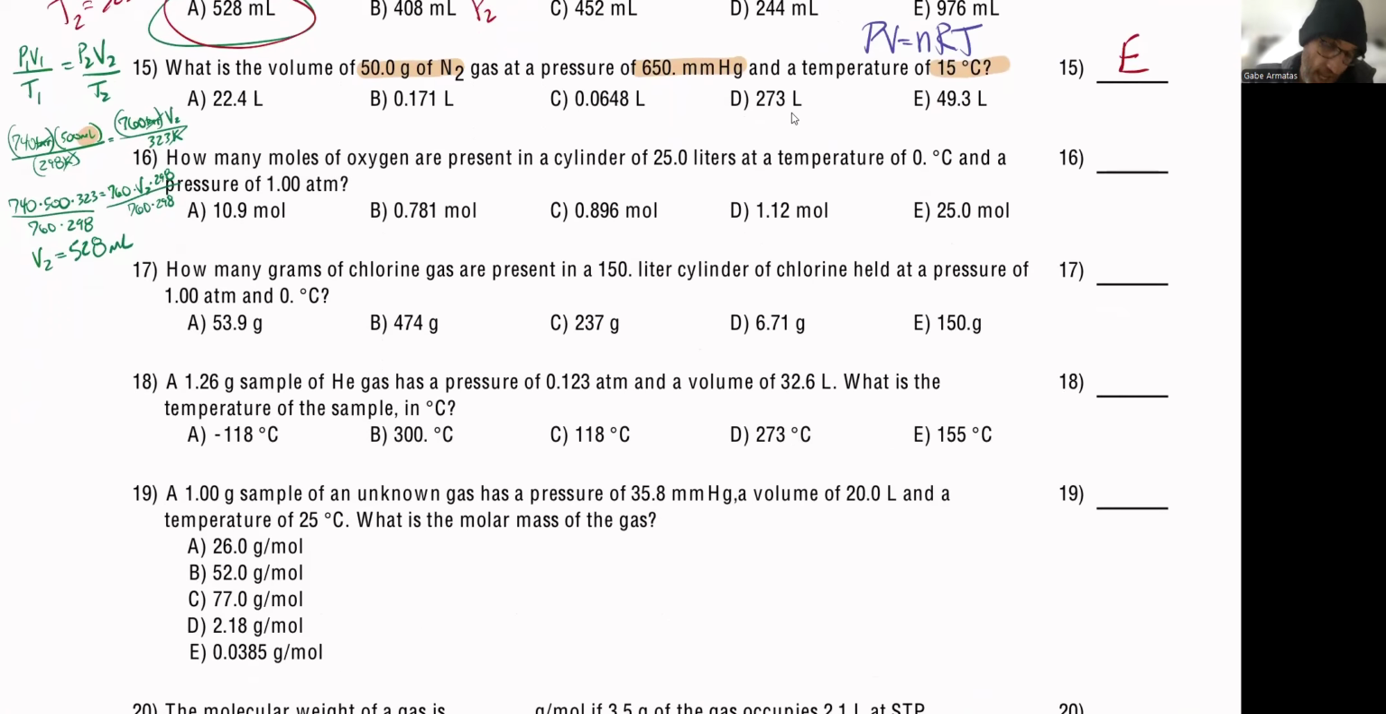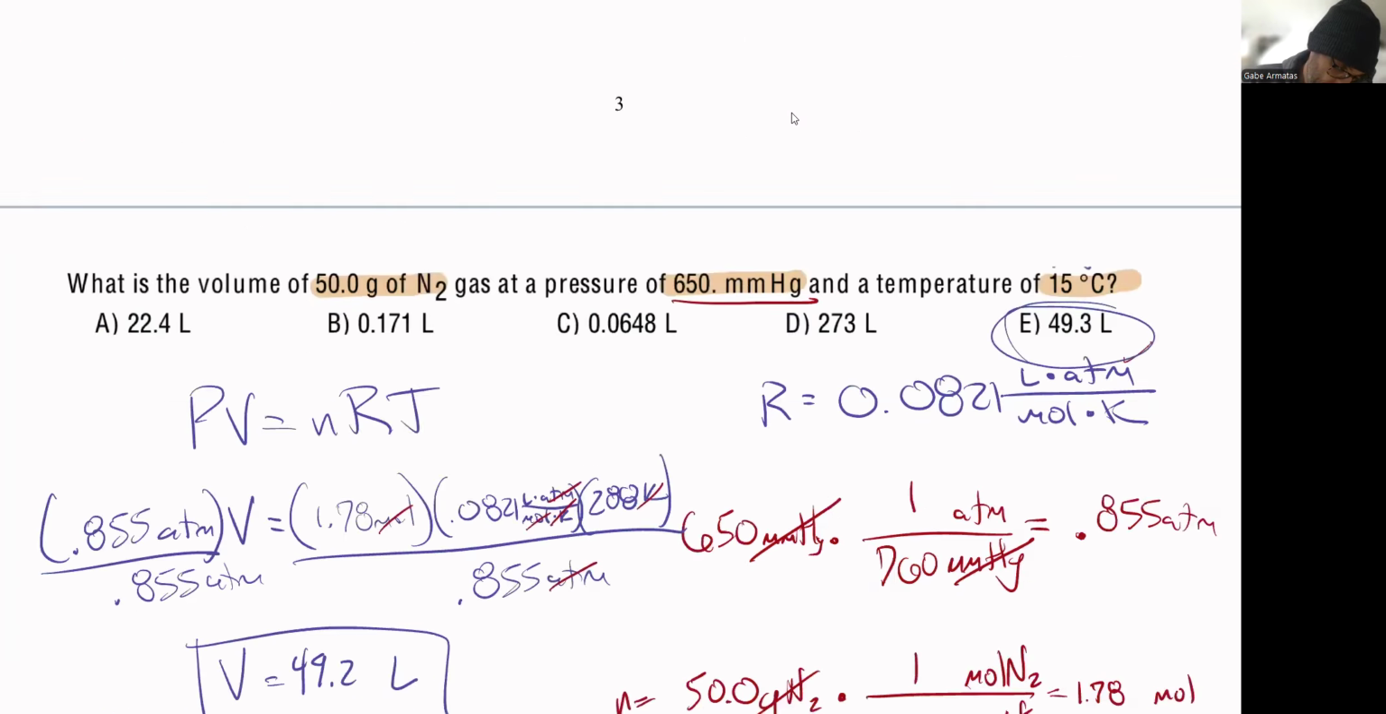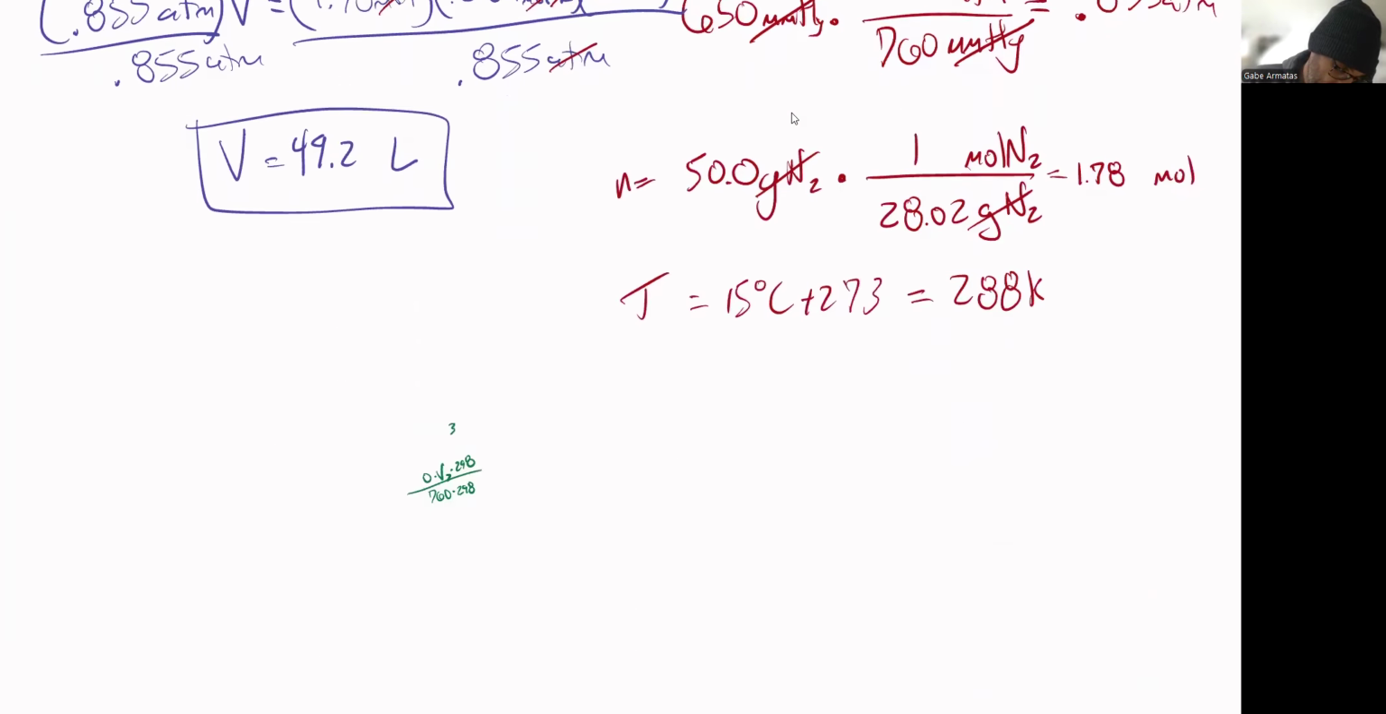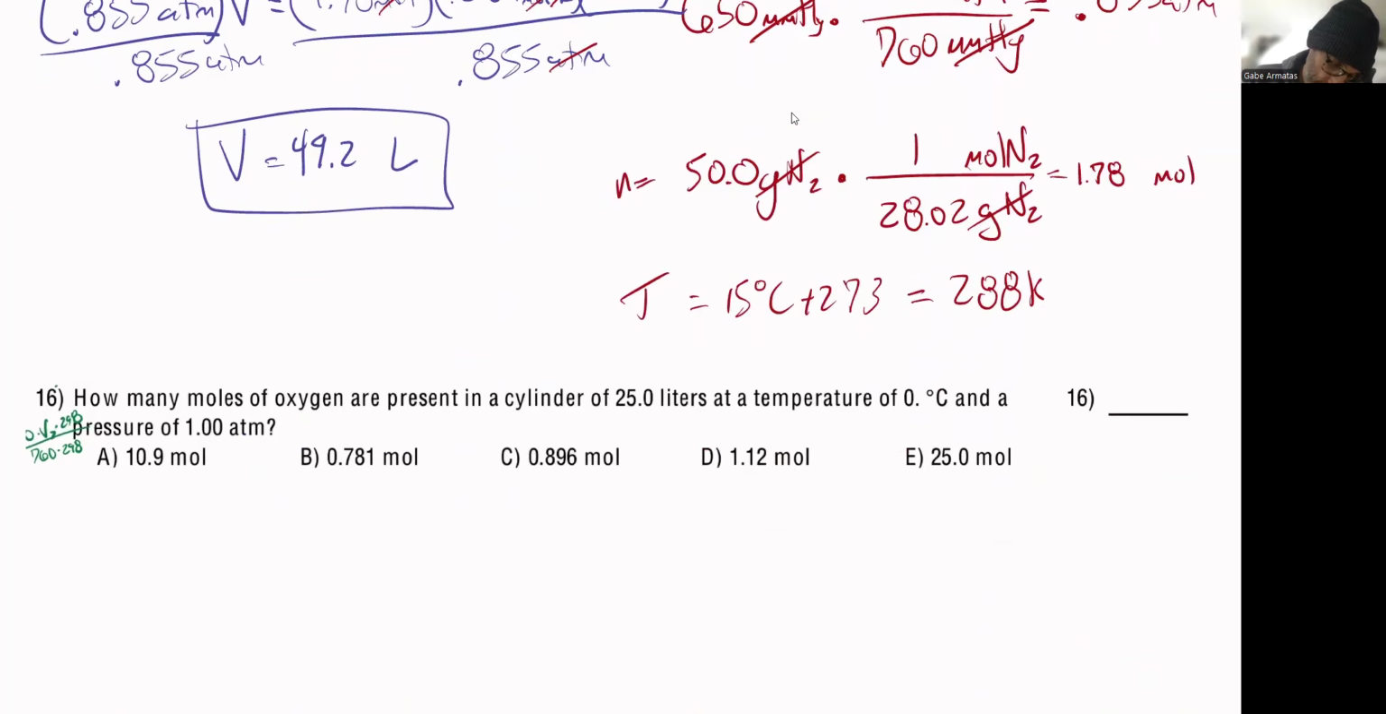All right. How many moles of oxygen are present in a cylinder that contains 25 liters at a temperature of 0 and a pressure of 1 atmosphere? So off we go. So I'm going to copy this now. Copy, I'll paste this below, and we will work on it. Oh, right. Paste as an image. Boom. Off we go.